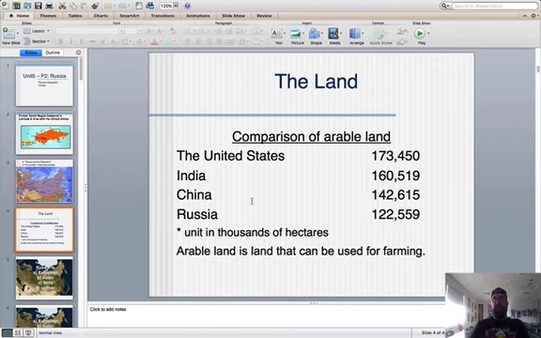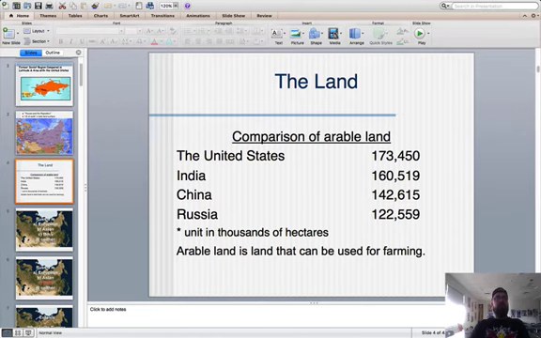To put it in perspective, looking at the size of Russia, of course it's huge, but the amount of arable land isn't that large. The U.S., which is a lot smaller than Russia, has 173,000 hectares of land that you can use for farming. India, 160,000. China, 142,000. Russia only has 122,000 hectares of arable land. So even though it's so huge, there's not a lot that land can support as far as production. And so that's limited, of course, in how much you can farm there.